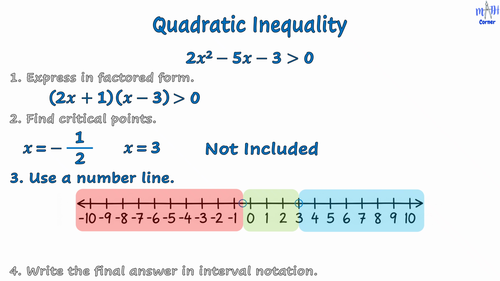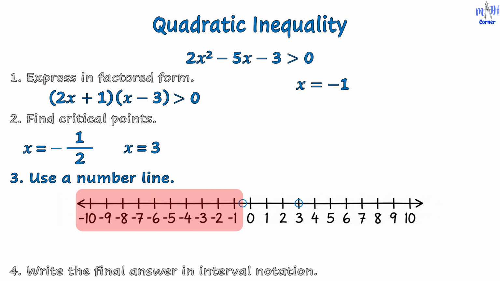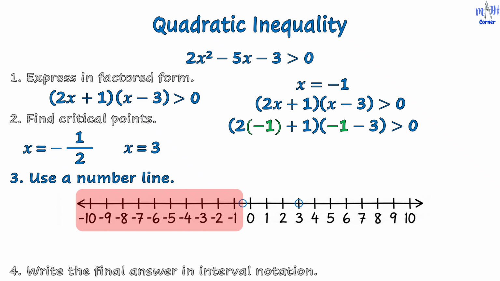Now we test each interval. First interval, left of negative 1/2. Let's choose x equals negative 1. Substitute into 2x plus 1 times x minus 3. 2 times negative 1 plus 1 equals negative 1. Negative 1 minus 3 equals negative 4. Negative 1 times negative 4 equals positive 4. Since 4 is greater than 0, this interval satisfies the inequality.